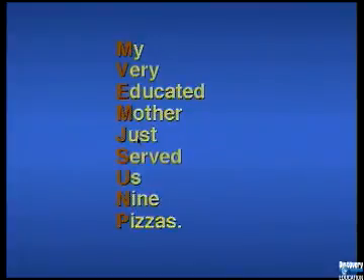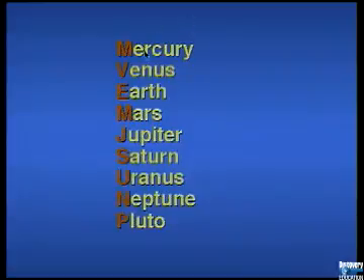Well, if you take the first letter from each of these words in this sentence, it will help you remember the names of the planets in order. So, we get Mercury, Venus, Earth, Mars, Jupiter, Saturn, Uranus, Neptune, Pluto. Wow. We were talking about the Earth, right? But, of course, the Earth isn't called Earth in Spanish.